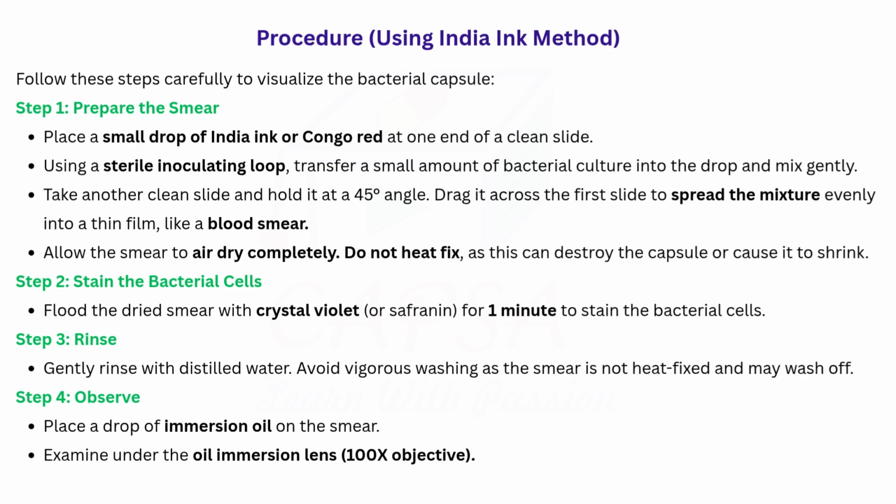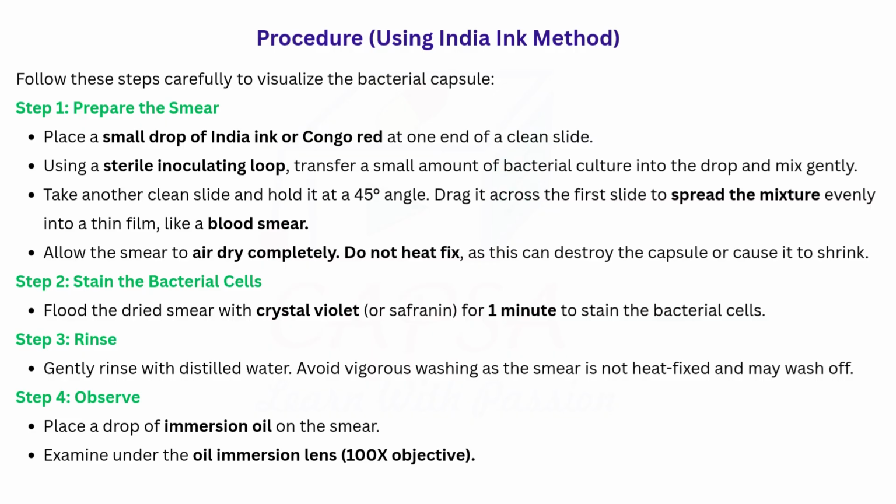Now let's walk through the step-by-step procedure for capsule staining using the India ink method. Step 1. Place a drop of India ink on one end of a clean slide. Step 2. Mix in a small amount of bacterial culture using a sterile loop. And in the third step, use another slide at a 45-degree angle to spread the mixture like a blood smear. Allow it to air dry. Do not heat fix.